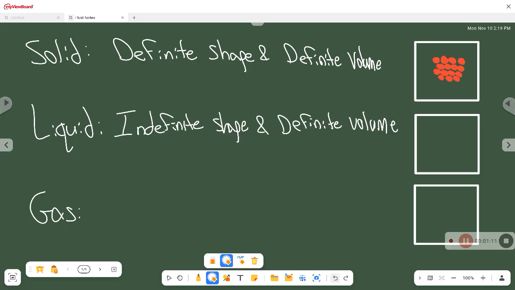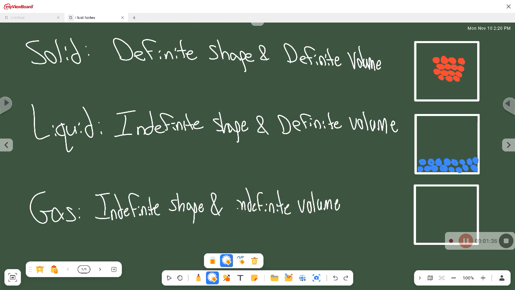Then we have liquids. Liquids are similar and different in some ways. So they have indefinite shape, but definite volume. Okay, so here are my liquid molecules in this little square. They've taken up the shape of the square that they are in, but there is a specific amount of volume. There's an amount of space that they take up that does not change.